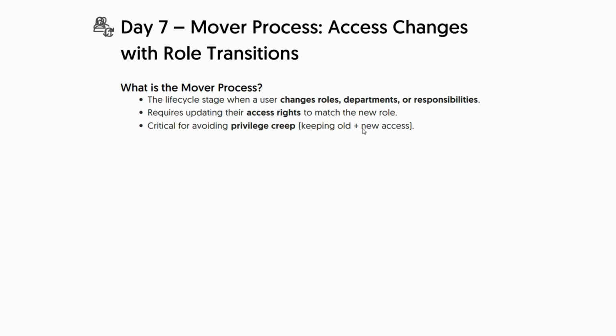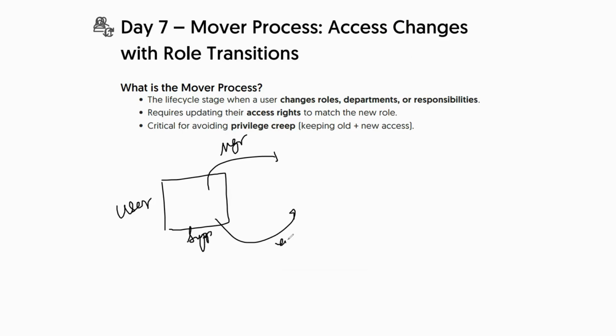So in the mover process you have access changes with role transition. This happens ideally whenever a user joins an organization, right? When they join an organization, they join and then their role gets changed. Let's say they are moved into a manager role, or they are moved from support to an engineering role. Definitely the level of access that they had, access 1 and access 2, will be different. But this is where we are moving their roles, departments and responsibility.